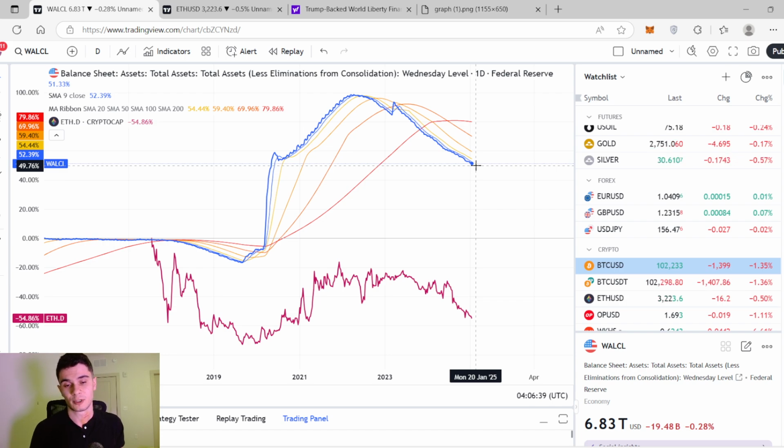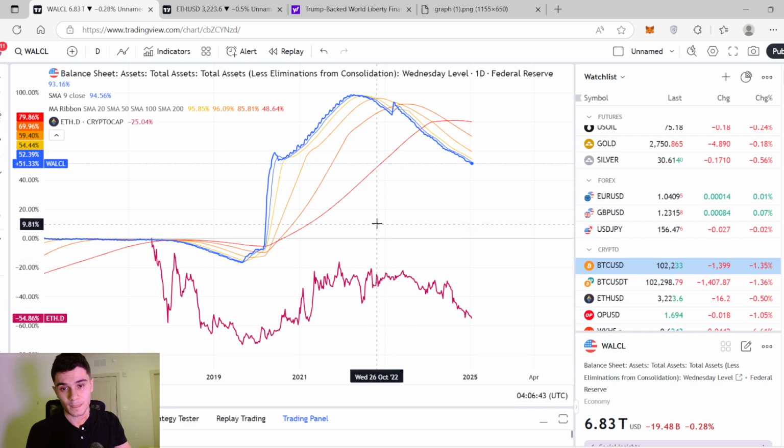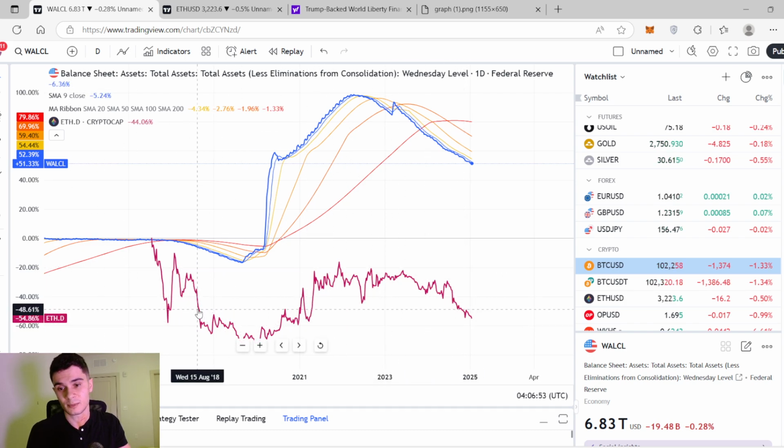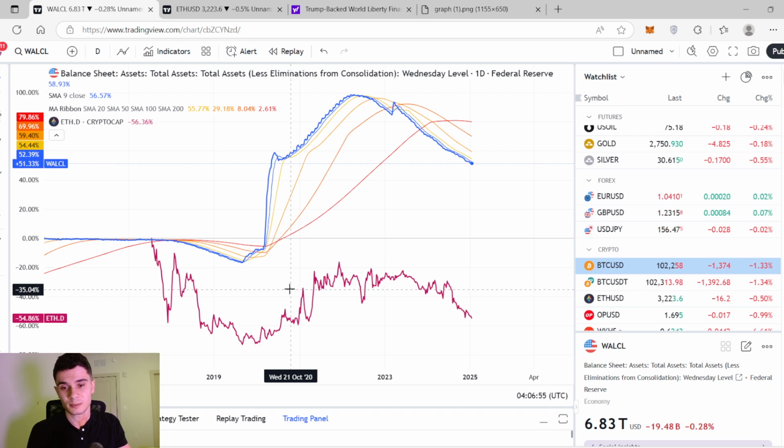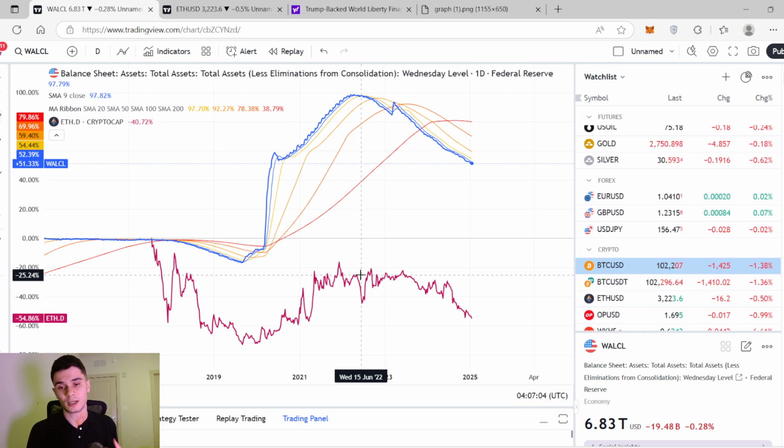Okay, so basically, what that means is it's not very good for risk assets. And here on the bottom, we have a superimposed chart of Ethereum dominance. Ethereum dominance is basically the percentage of Ethereum based on the broad crypto market.